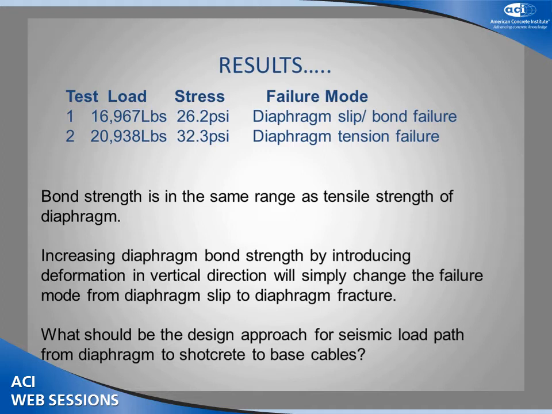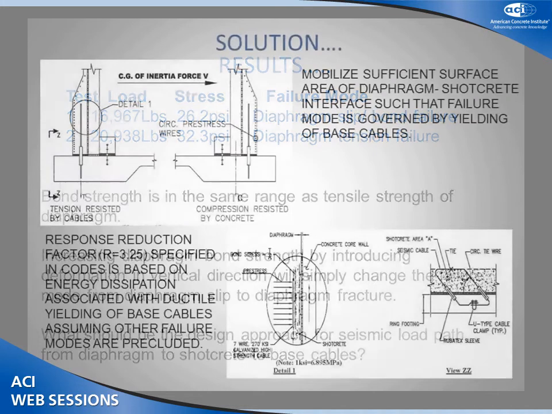And keep in mind, in that case, the bond was much stronger. But let's say you want to do it. You are not going to go very far, because the failure mode is simply going to shift from pullout to diaphragm tension, if that is not already the case. So what should be your design approach? How can you work with these values to ensure that you have a system that performs well in a seismic event?